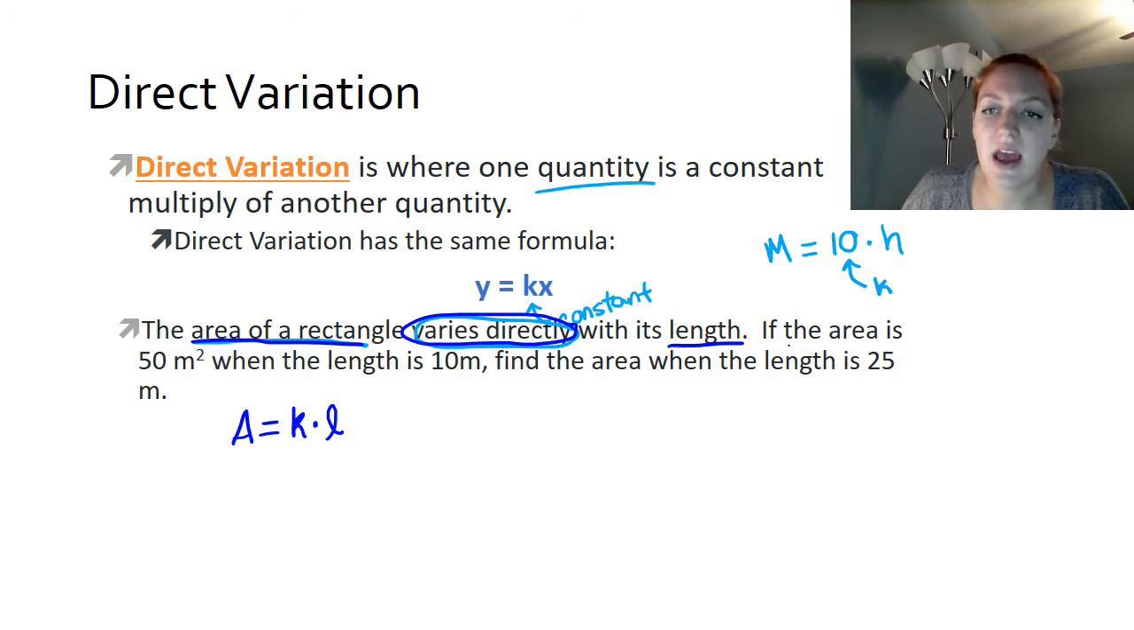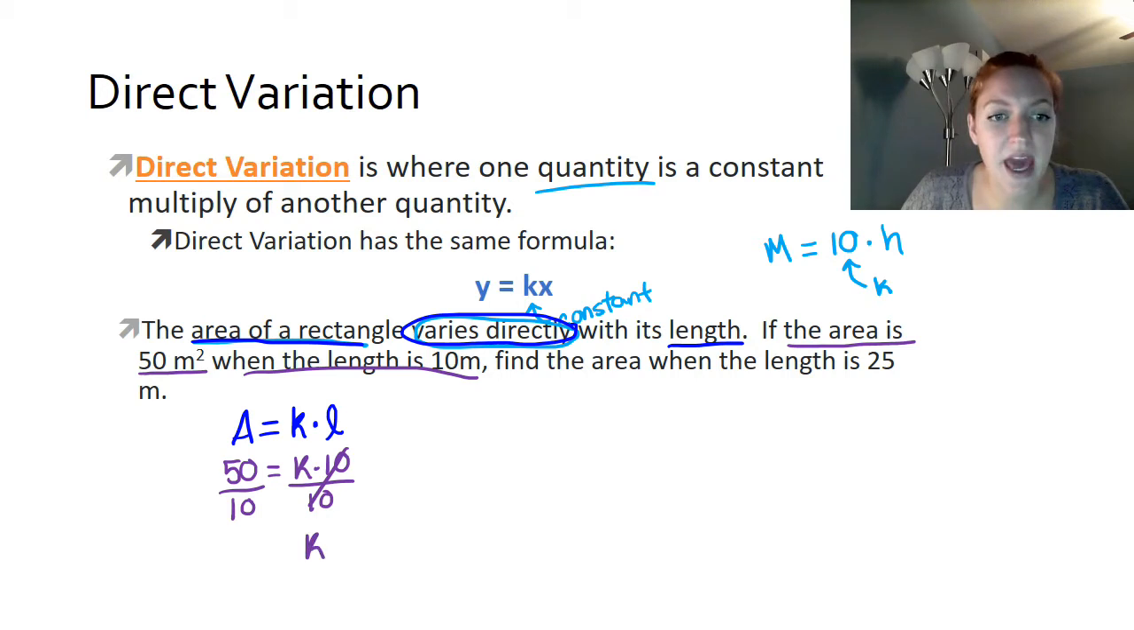So if the area is 50 square meters, then the length is 10 meters, okay? So let's plug in what we know. I know my area is 50 square meters. I don't know what my k is yet, but I know my length is 10. Well, we can go ahead and solve this for k by dividing both sides by 10.